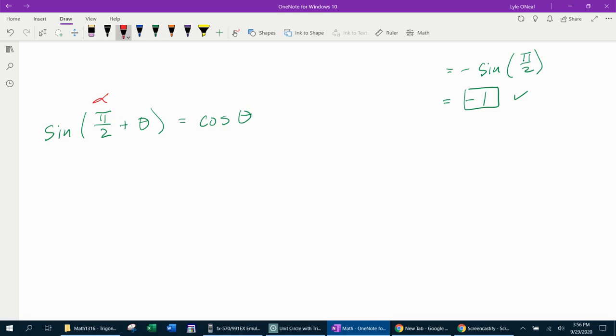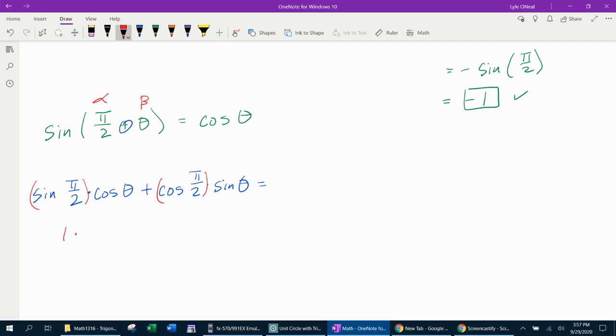So here we're going to say this is alpha, this is beta, and we're going to apply the sine of alpha plus beta formula. So that's going to be sine alpha cosine beta plus cosine alpha sine beta. And then we're going to need to look up sine of pi over 2 and cosine of pi over 2 and plug in those values.